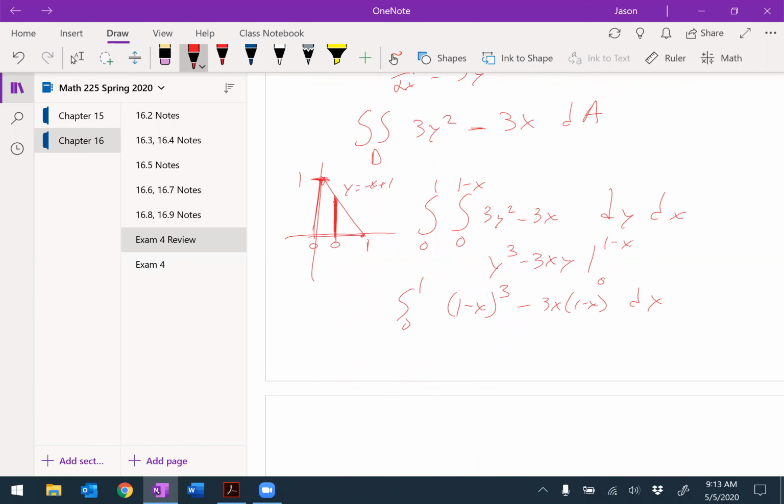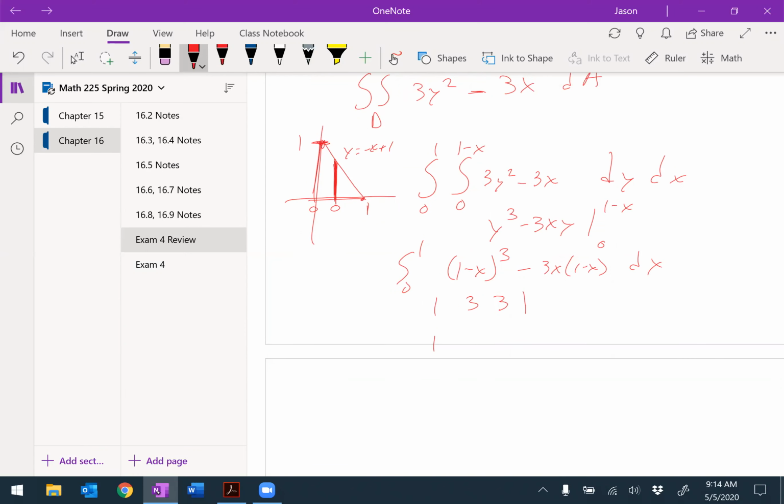Okay, (1 minus x) cubed. I could do a u-sub on that, or I could just multiply it out. I might just multiply it out, just because I can combine that with some terms in the second product here. So 1 times 1 times 1, that's 1. Then 1 squared times negative x, times 3. We're going to use Pascal's triangle here, right? Remember Pascal's triangle, 1, 3, 3, 1. Does that make sense?